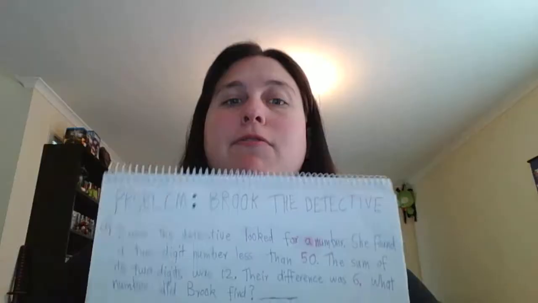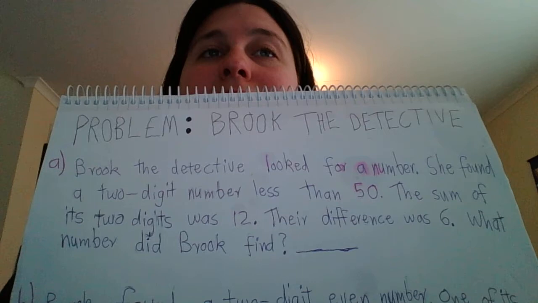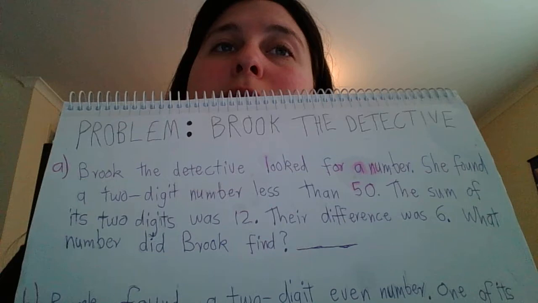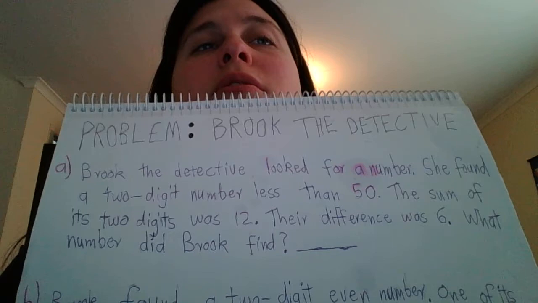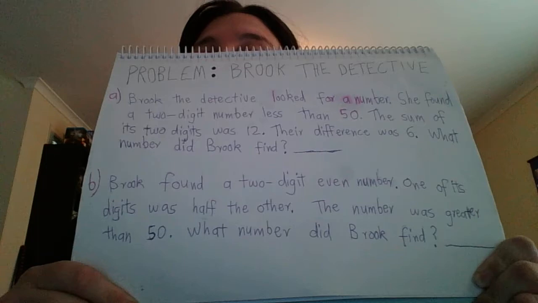The first is that Brook the Detective looked for a number. She found a two-digit number less than 50. The sum of its two digits was 12. Their difference was 6. What number did Brooke find? And the second part to this problem is that Brooke found a two-digit even number. One of its digits was half the other. The number was greater than 50. What number did Brooke find?